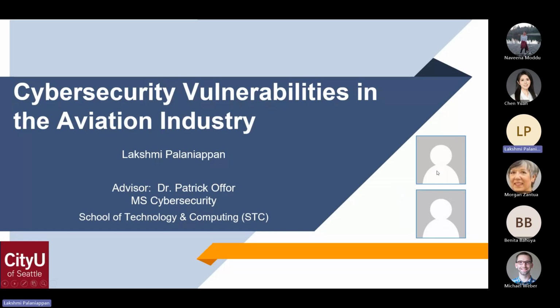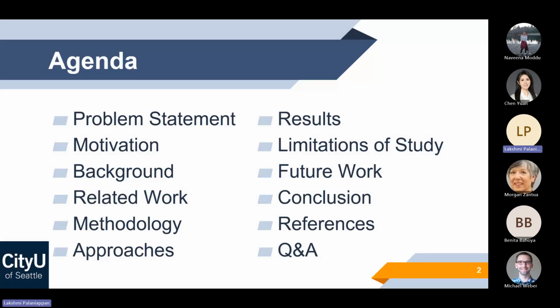So, let's start. My name is Lakshmi Palaniappan. My capstone research project is cybersecurity vulnerabilities in the aviation industry. My advisor is Dr. Patrick Offer. Here is the agenda for today, so we will look at them.